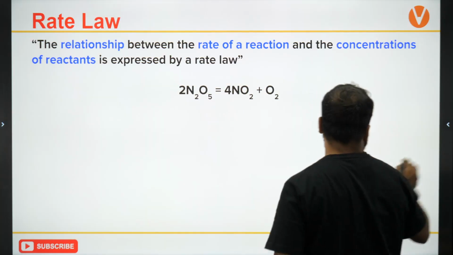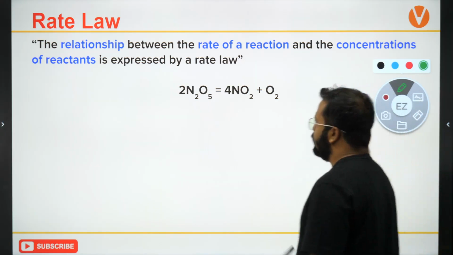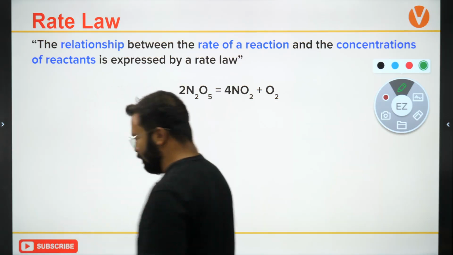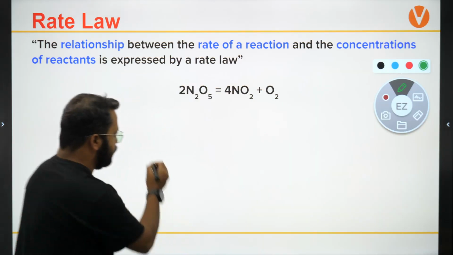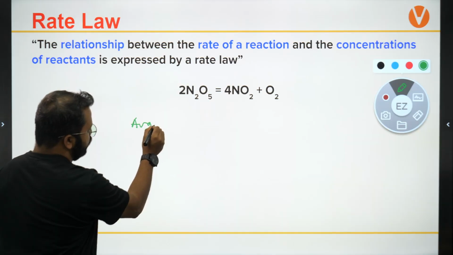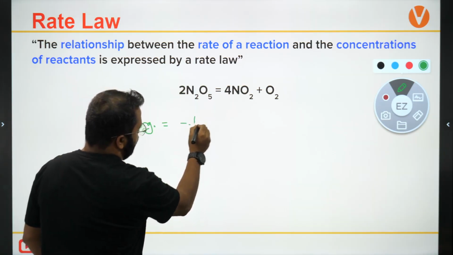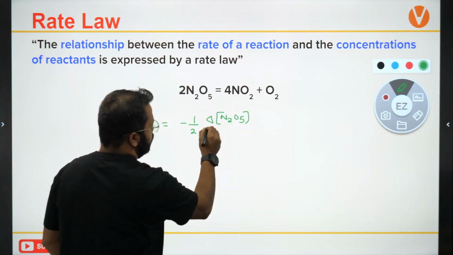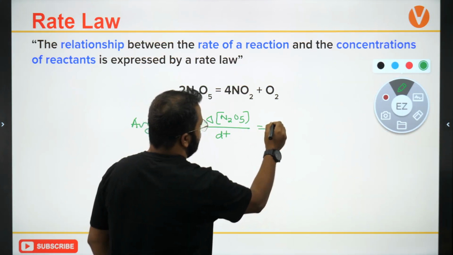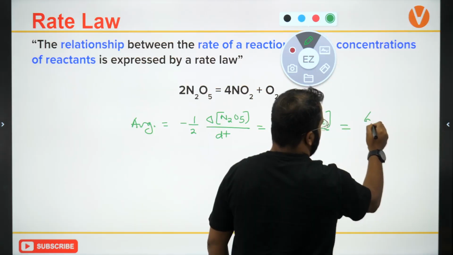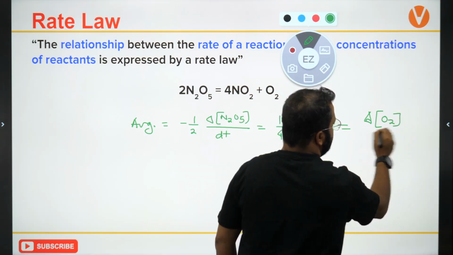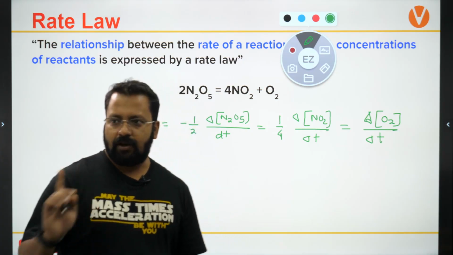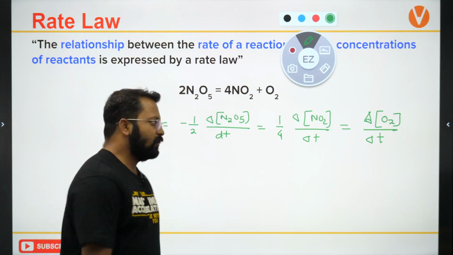But if we suppose this reaction is given, then for this reaction can I write, if I want to write average rate, the average will be written in this form: minus 1/2 del N2O5 upon del T, equals 1/4 del NO2 upon del T, equals 1 del O2 upon del T. I can write it like this. Rate means the speed of reaction.